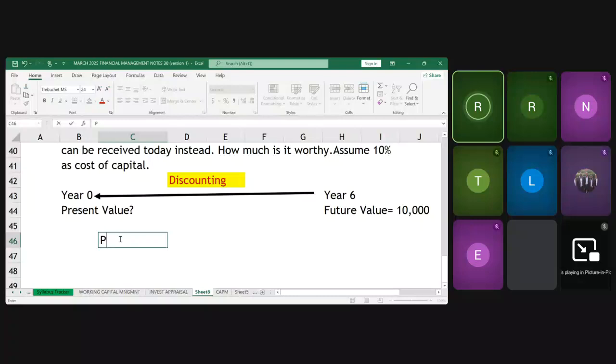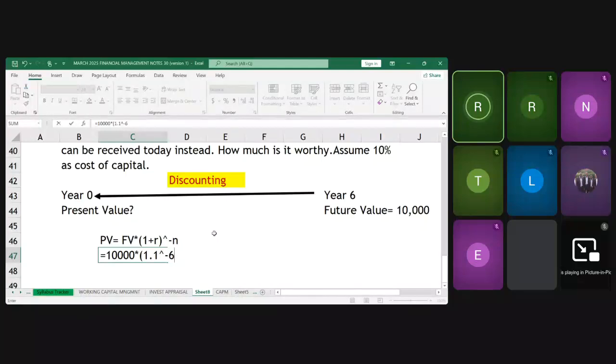So in discounting, the future value is what we have, and we want to find the present value. Present value is equal to future value multiplied by (1 + r) to the power minus n. So you realize that when discounting, you are raising to the power negative year. This money is supposed to be received after 6 years, but we want to see how much it is worth in today's terms. So future value is 10,000 times (1 + r), our discount rate is 10%, so 1.1 to the power minus 6.